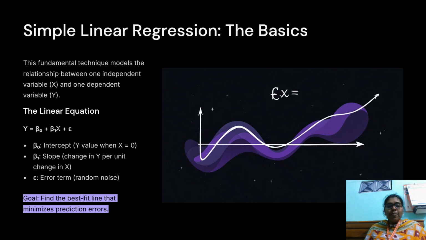In this linear equation, y equals beta naught plus beta 1 x plus e. Beta naught is the intercept, the y value when x equals 0, and beta 1 is the slope, which gives the change in y for a change in x. e means the error term, which is random noise. The goal is to find the best fit line that minimizes the prediction errors.